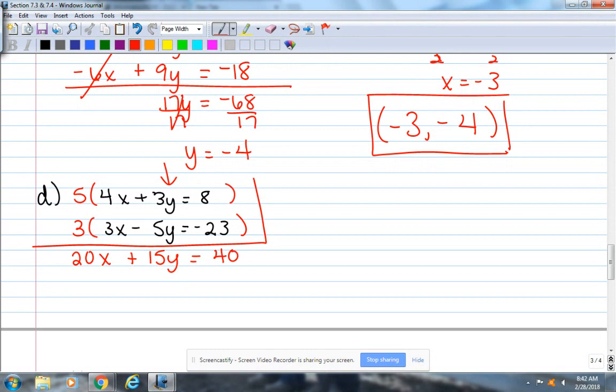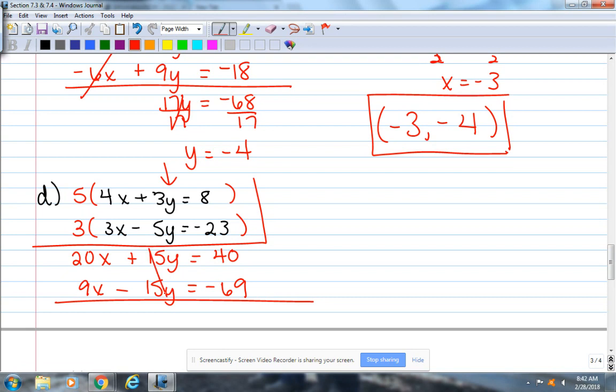And y'all help me do the bottom. What's 3 times 3x? 9x minus what? 15y equals what? Draw my line. And are my y's ready to cancel out now? They better be. They are.